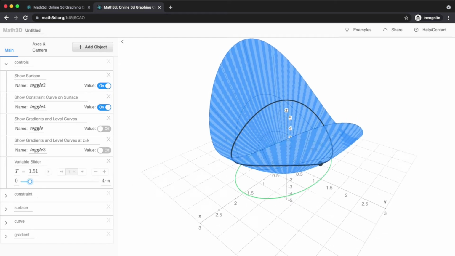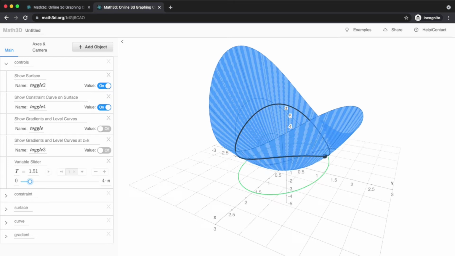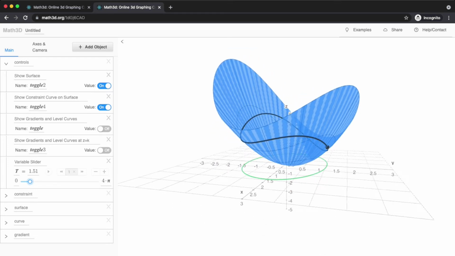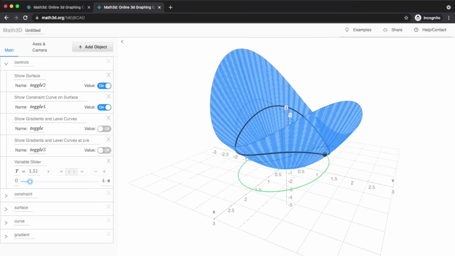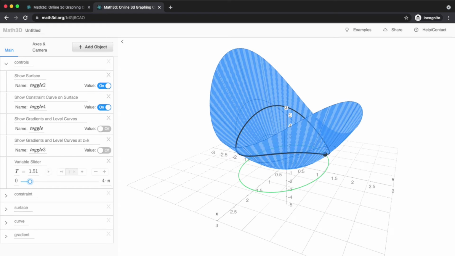But now we're interested in, what if we restrict the domain of f to only be this green curve in the plane? So that's our constraint curve. This green curve down in the plane below is our constraint curve. And so now I'm interested in what is the maximum or minimum value of f given that constraint.